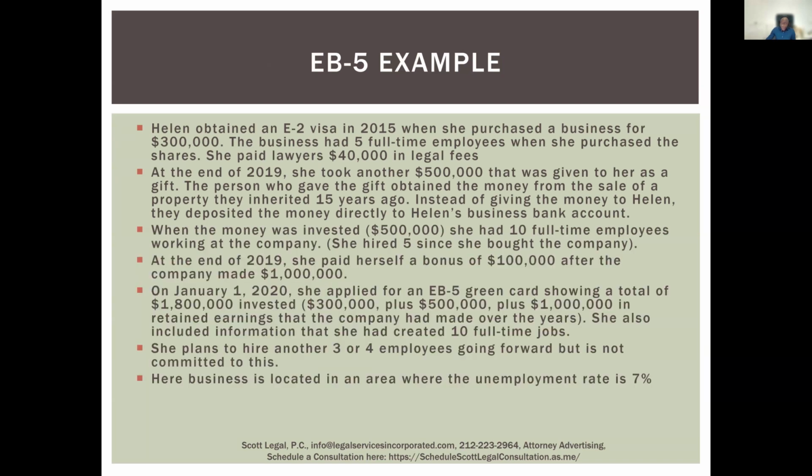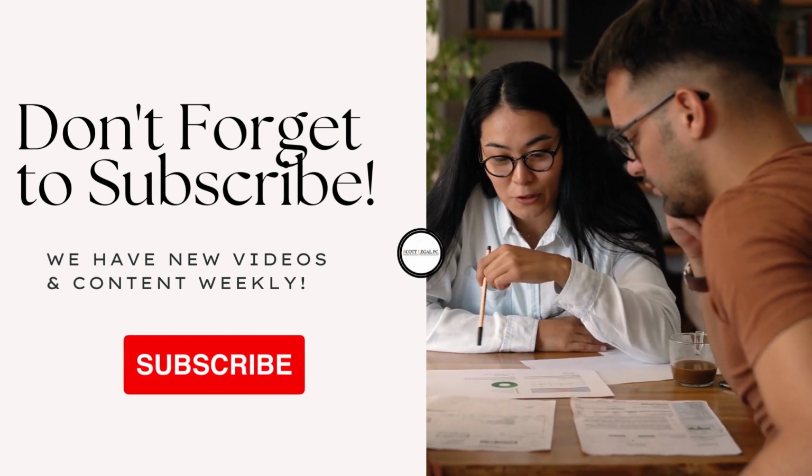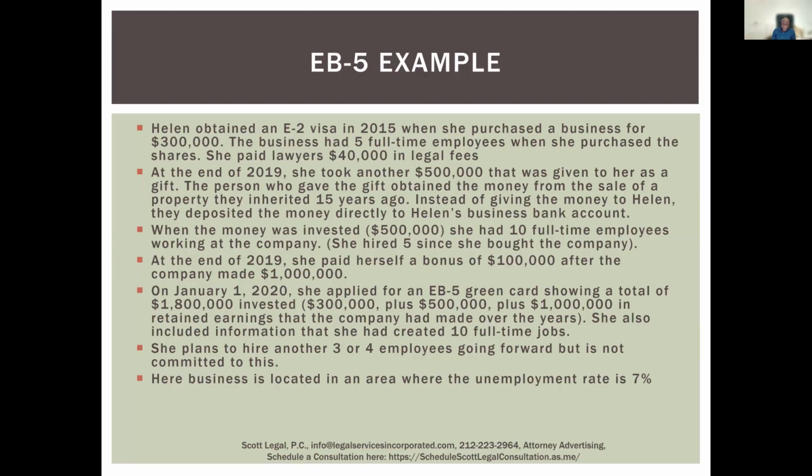Okay, so let's go through this EB5 example. Let's just say there's a person, Helen. She had an E2 visa, and she got the E2 visa in 2015. She used $300,000 to purchase a business, so she gave the money to the seller, and the business had 5 full-time employees, and she paid legal fees of $40,000. Then at the end of 2019, she took another $500,000 that was given to her as a gift, and the person who gave her the gift got the money through inheritance. She didn't put it in her personal account. She put it directly into her business bank account, and when the money was invested, the company had 10 full-time employees, so they hired 5 more since she bought the company.